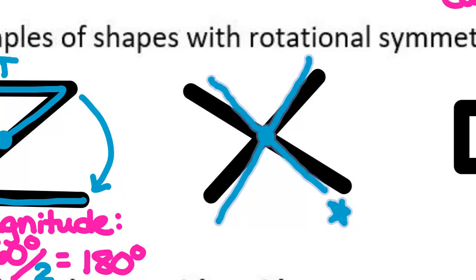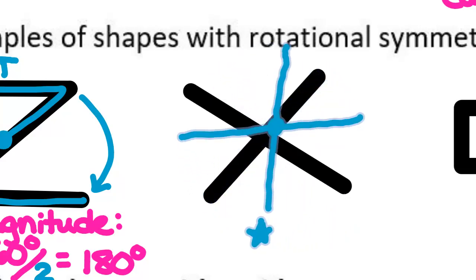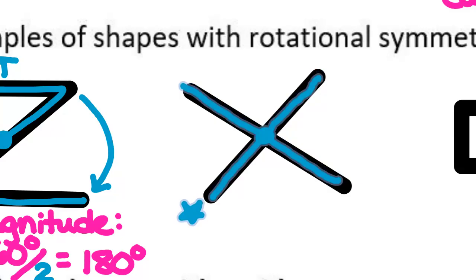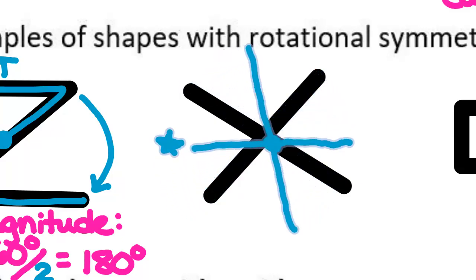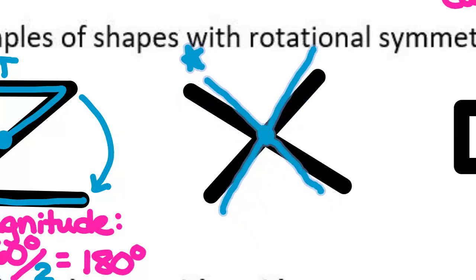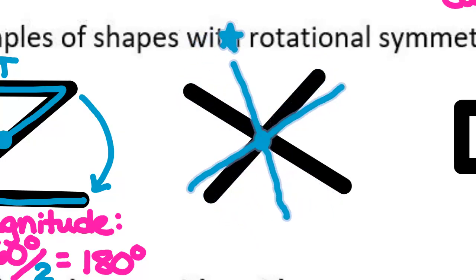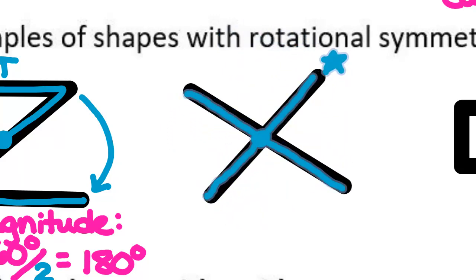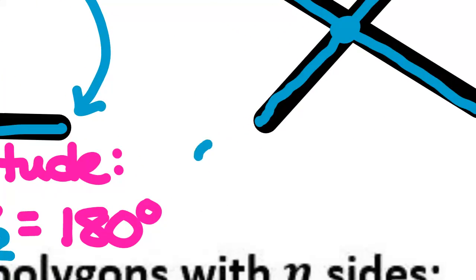So that would be 1. Means I didn't do such a good job of drawing my example. There's 2. That should be 3. And then back to where I started would be 4. So we would say this has order 4 or fourfold.